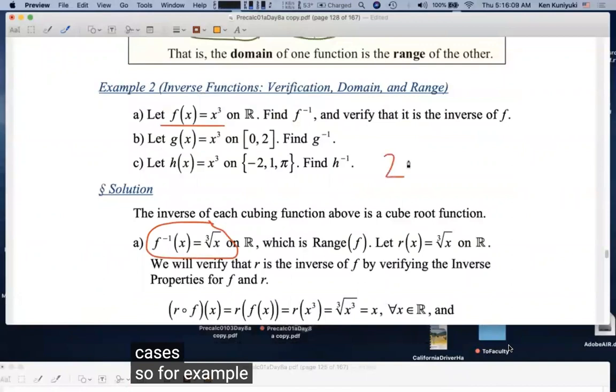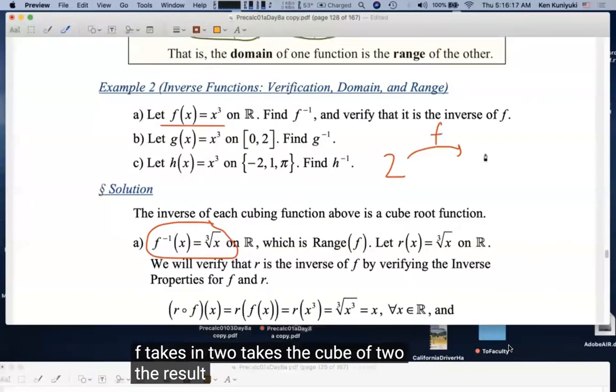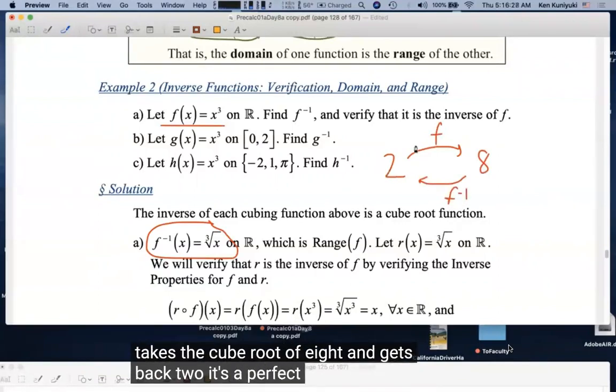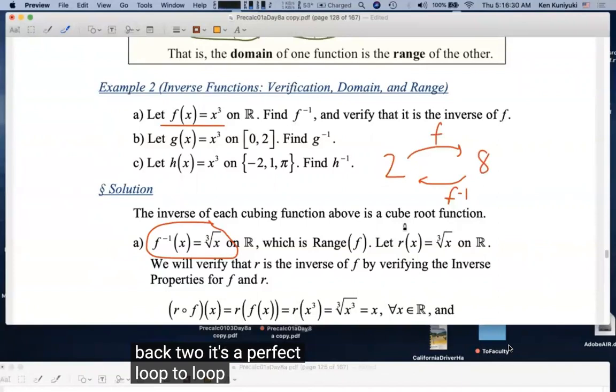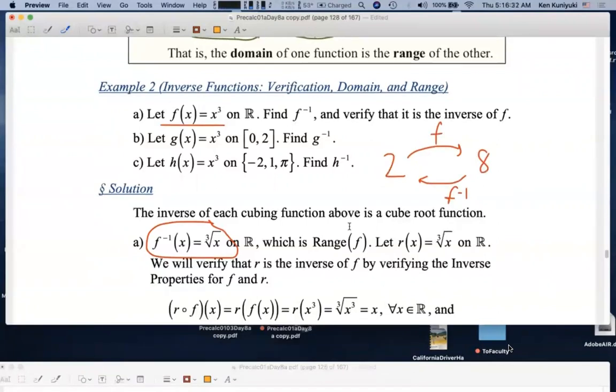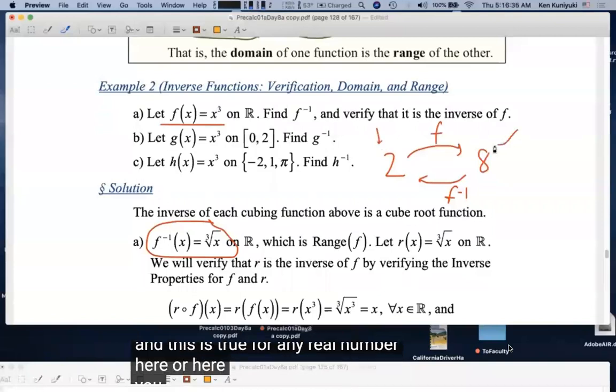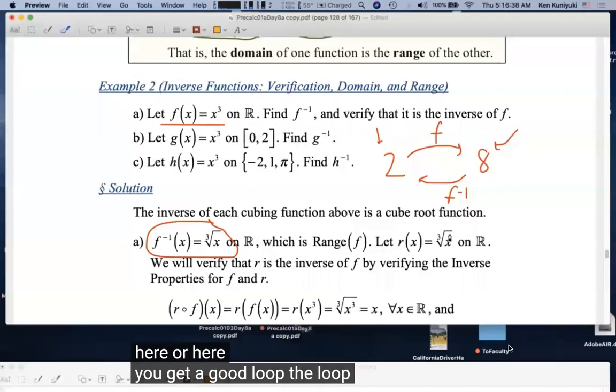So for example, F takes in 2, takes the cube of 2, the result is 8. F inverse takes in 8, takes the cube root of 8, and gets back 2. It's a perfect loop-to-loop. And this is true for any real number, here or here. You get a good loop-to-loop.